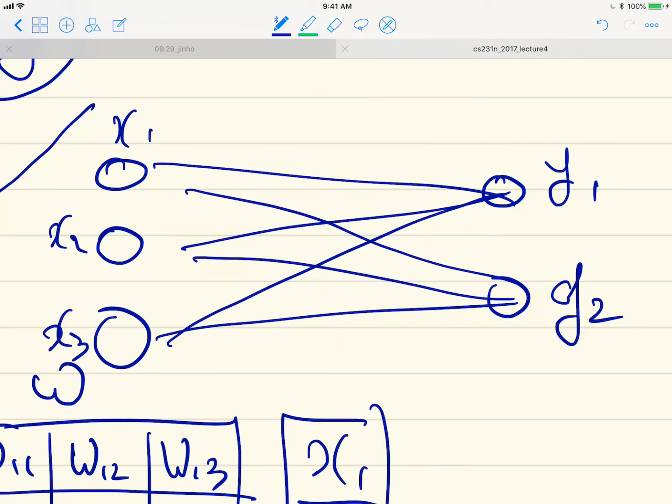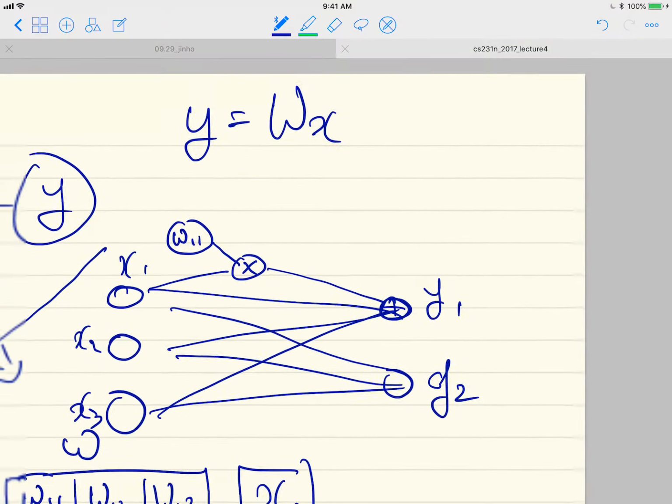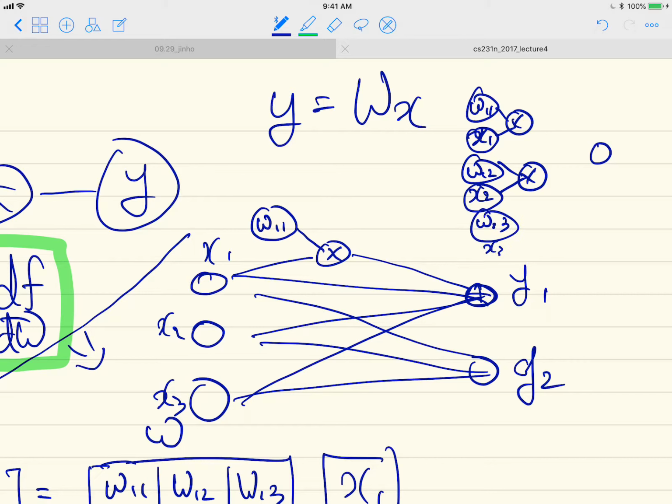If you imagine we have W11 here, it is multiplied and then added together to form Y1. So W11 and X1 are multiplied, and W12 and X2 are multiplied, and W13 and X3. Sorry for the bad handwriting, but you get the idea. And we get the addition at the end.